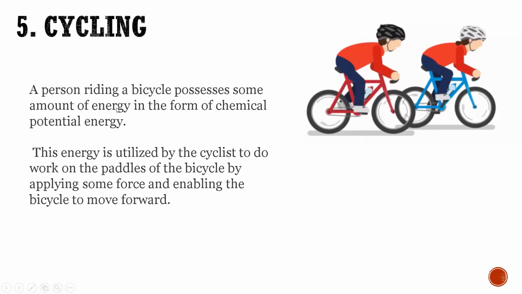Is it clear? Yes. Before he starts moving, he has chemical potential energy. After he starts to work on the pedals of the bicycle, he makes kinetic energy. So at the end, he has kinetic plus potential energy. Both of them make this mechanical energy that lets the bicycle start moving forward.